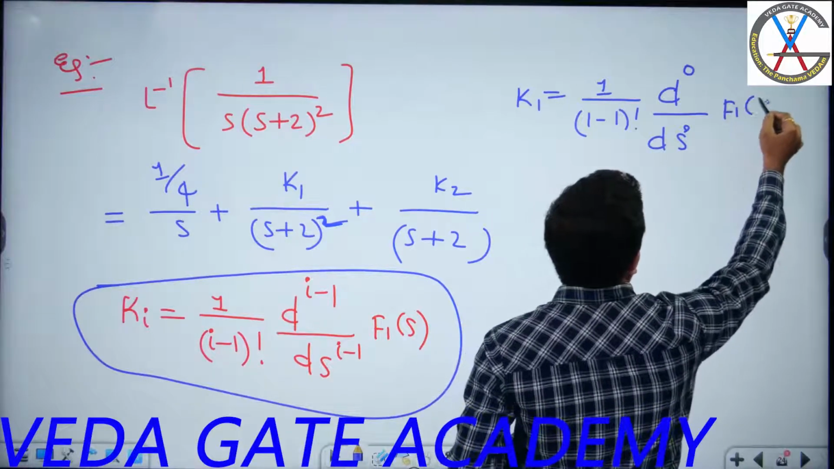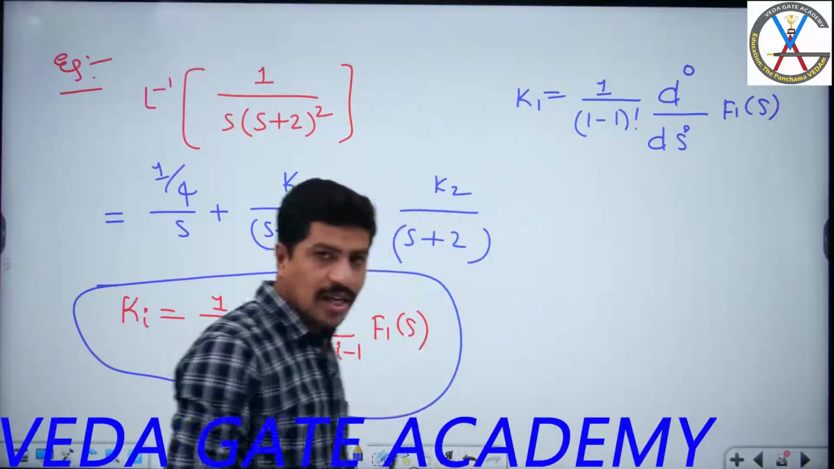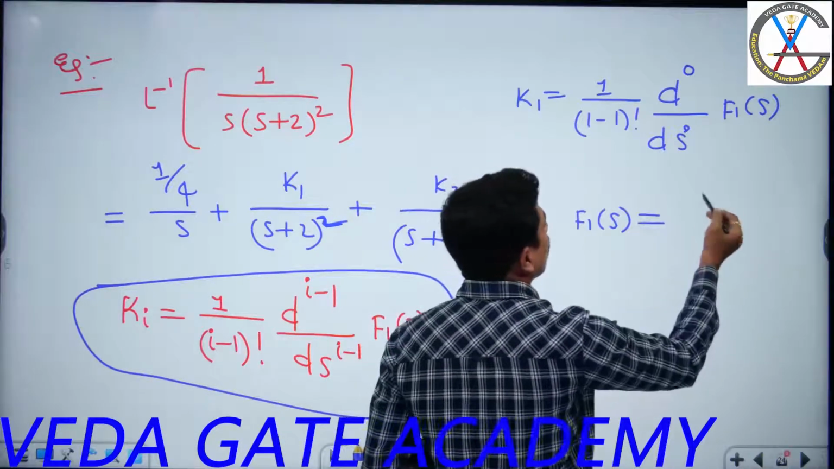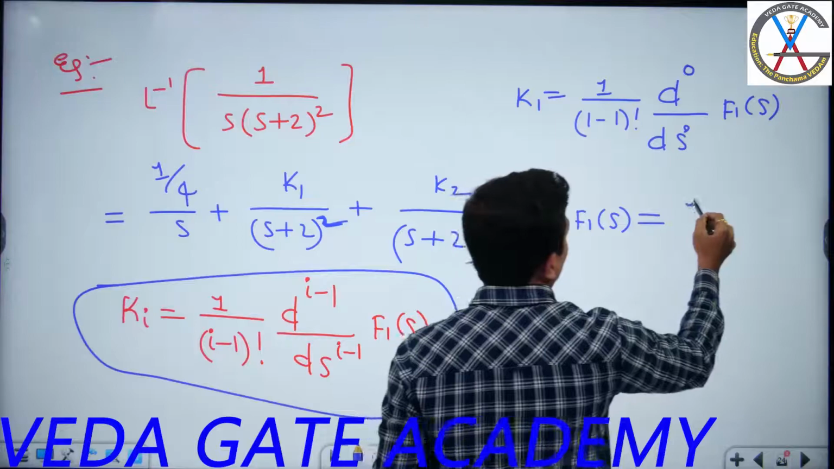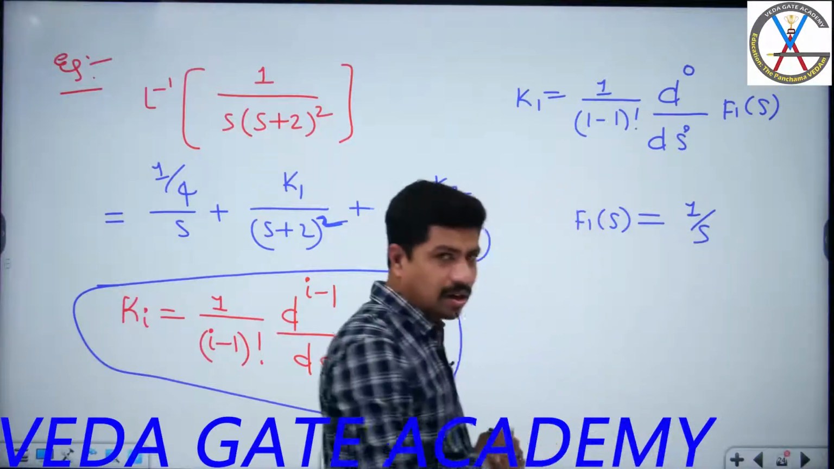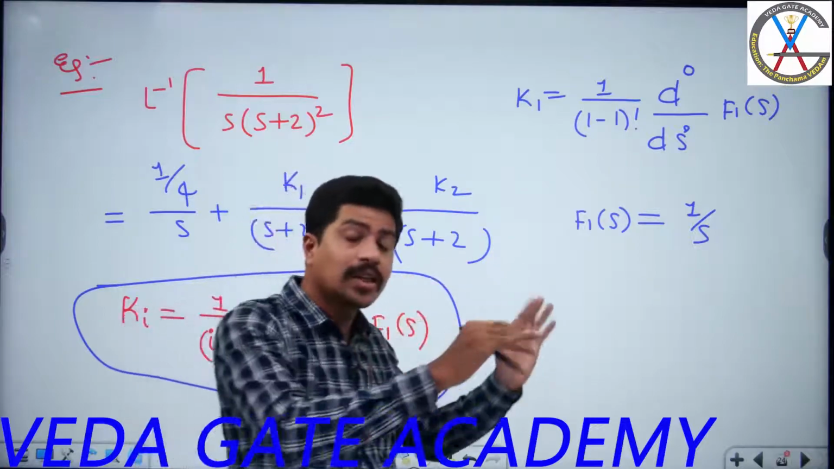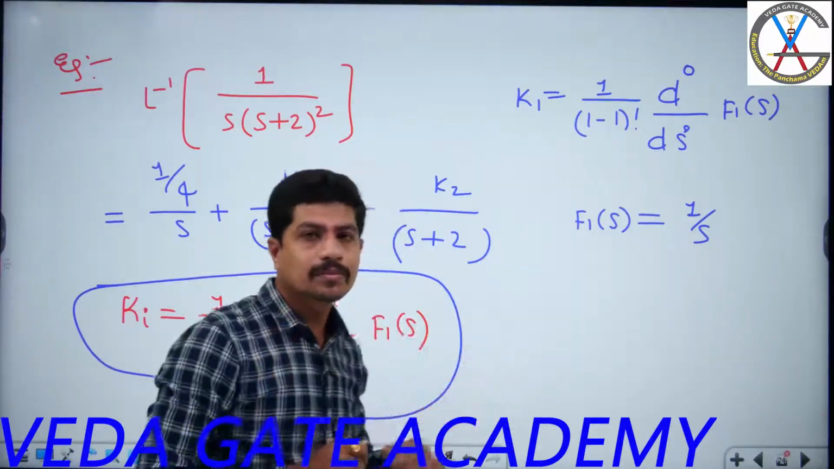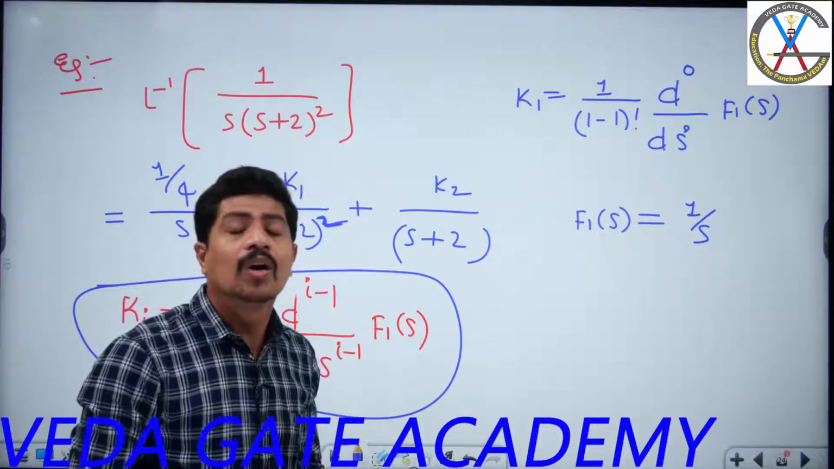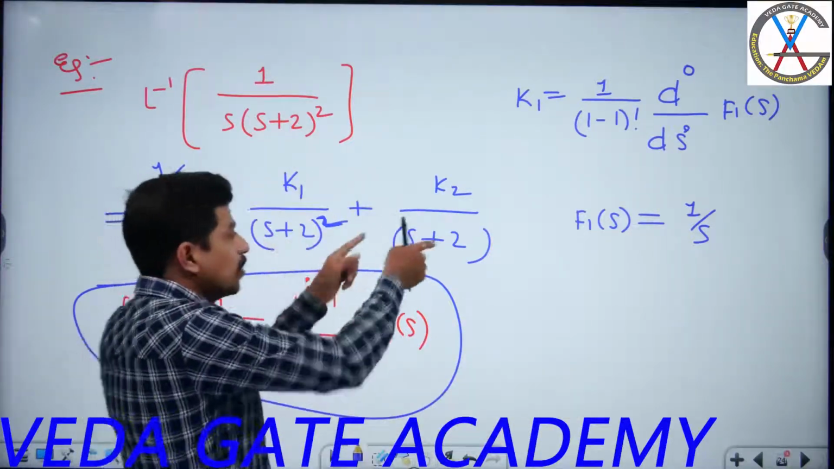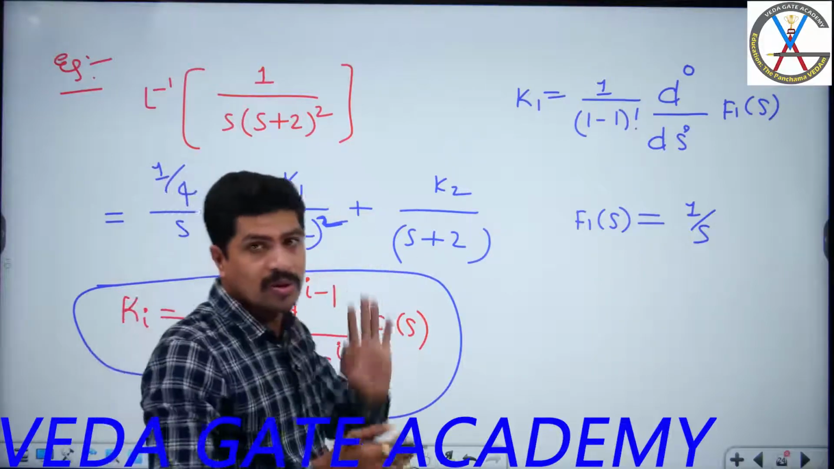First of all, what is this f1 of s? F1 of s is equal to 1 by s. Sir, how did you write f1 of s is equal to 1 by s? Remove the repeated quantity from the original function. What is the repeated quantity? It is (s plus 2) whole square in the partial fraction expansion. So this one has to be removed from the original function.